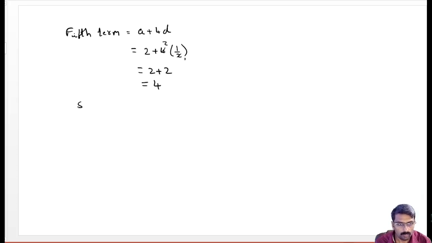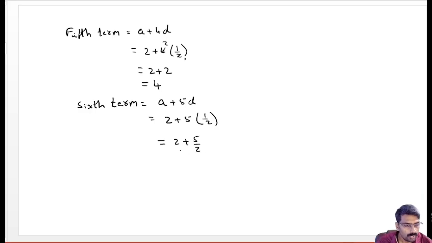Now the sixth term. Sixth term will be equal to A plus 5D. So that would be equal to 2 plus 5 into 1 by 2, which will be equal to 2 plus 5 by 2. When we take the LCM, here we need to multiply by 2, which would be equal to 4 by 2 plus 5 by 2, which would be equal to 9 by 2. This is our sixth term.